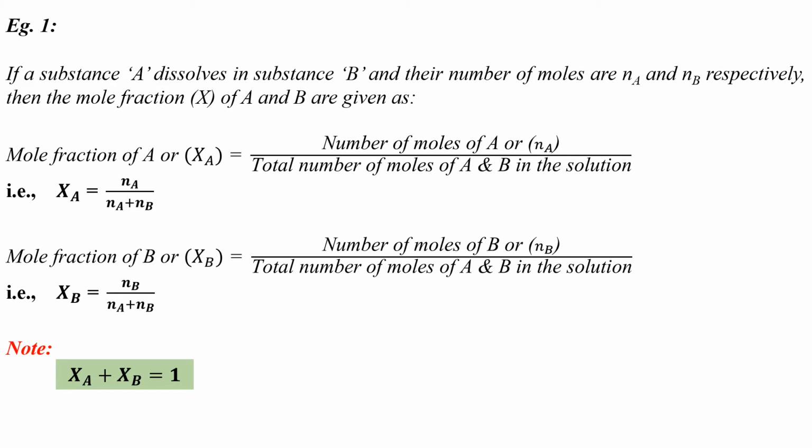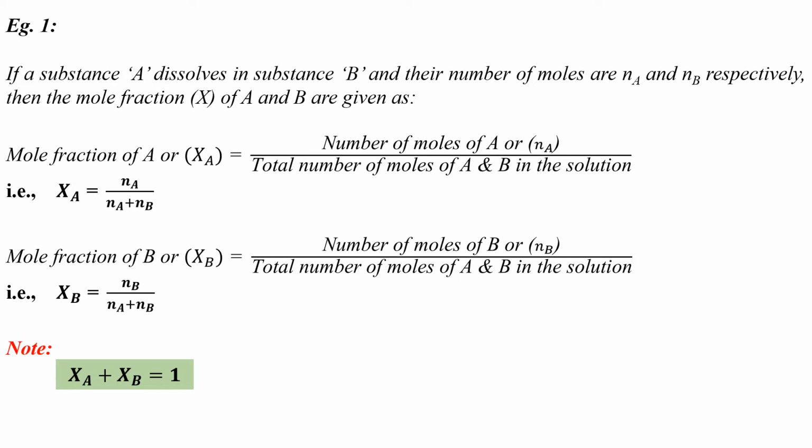Here, in our case, what are the components in the solution? A is dissolved in B. So, our components are A and B. The total number of moles of A and B in the solution. So, how can we write it simply? XA is equal to Na divided by Na plus Nb.